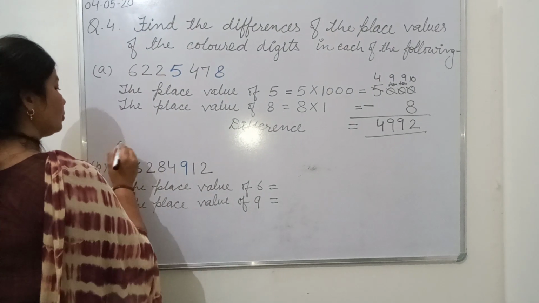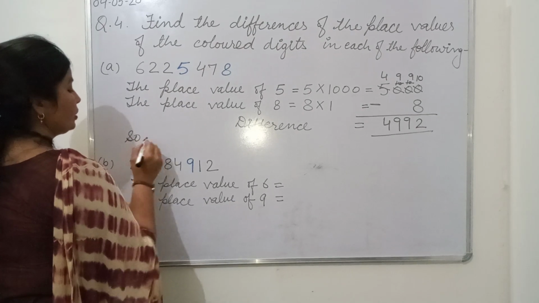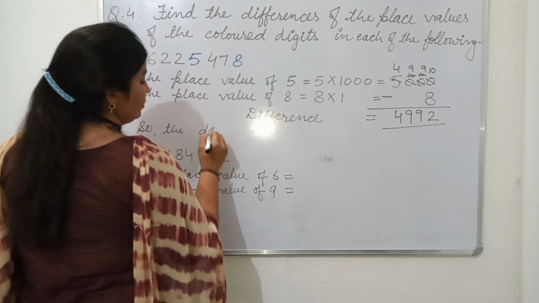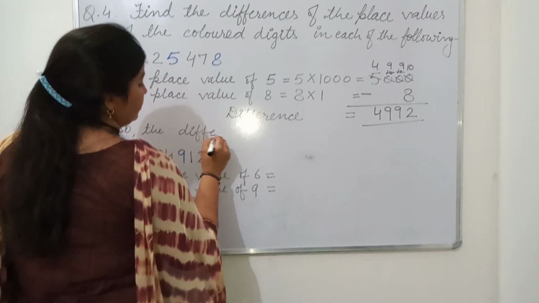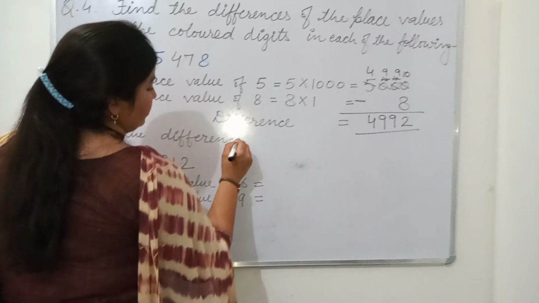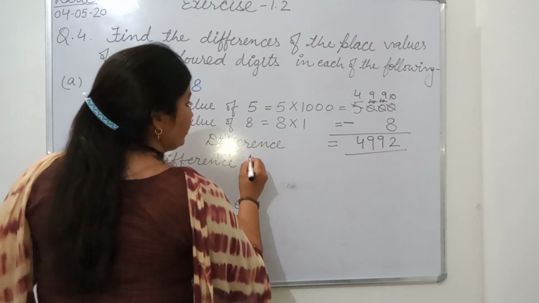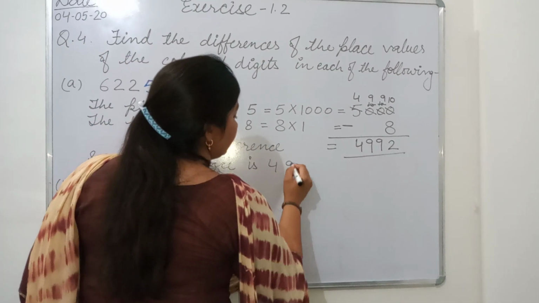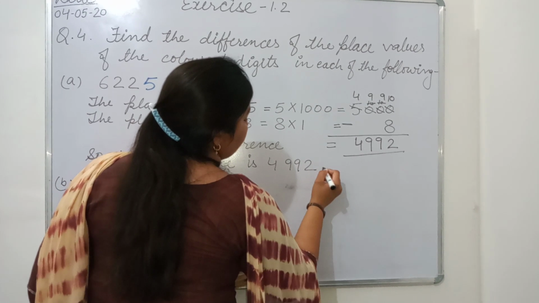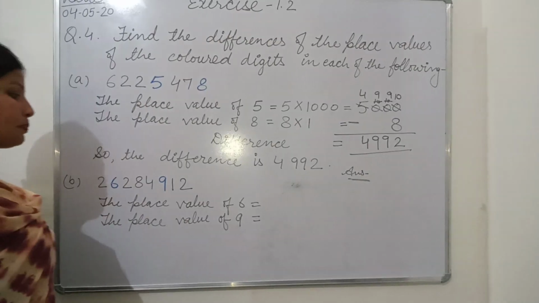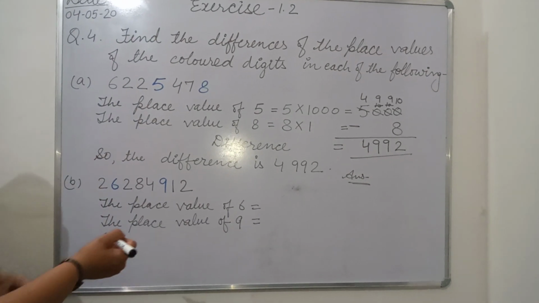So we write here, so the difference is 4,992. That's your answer. Okay. The same way we should do B part also.